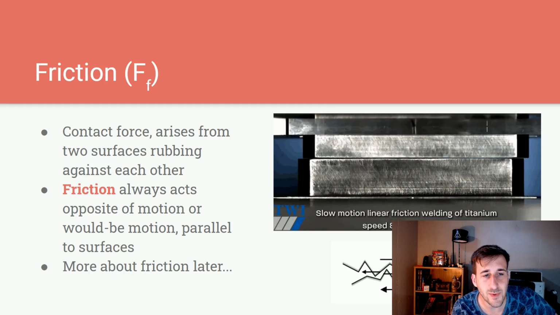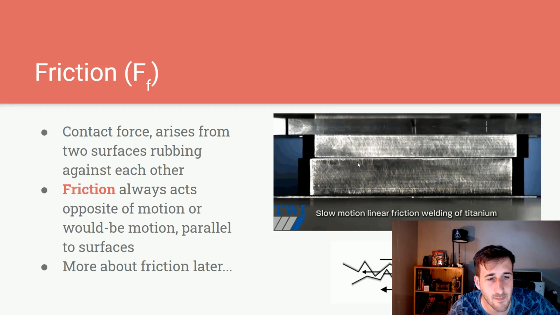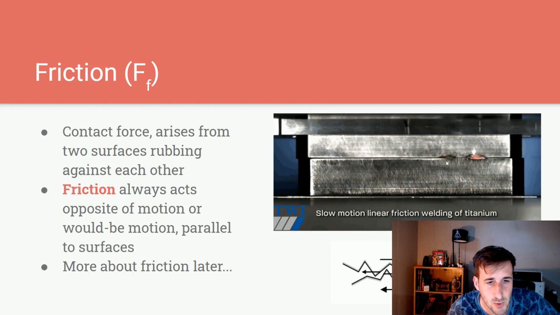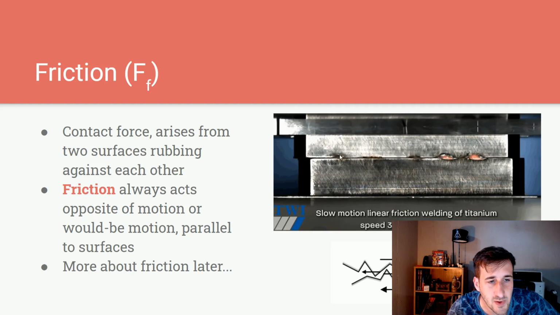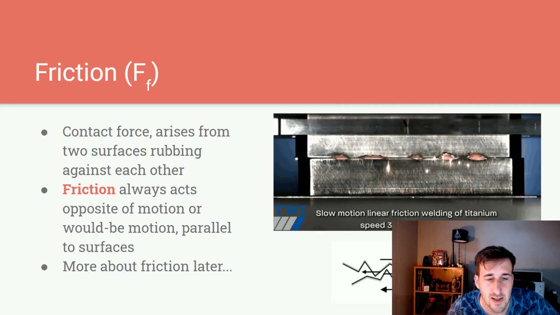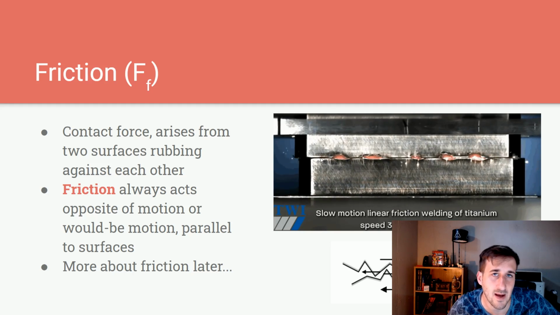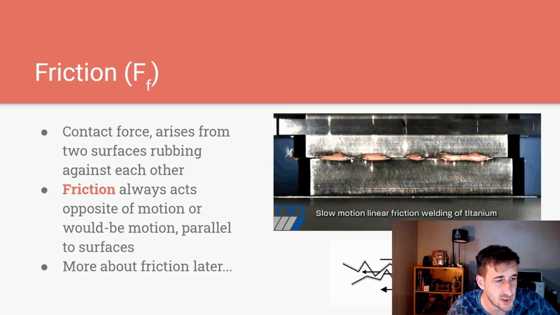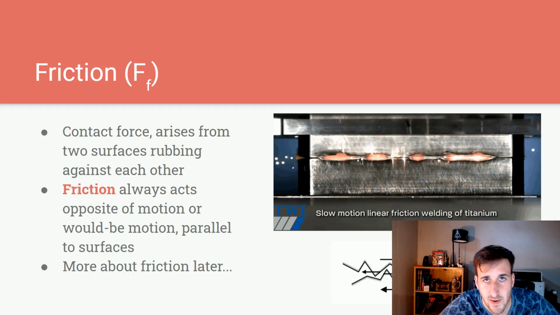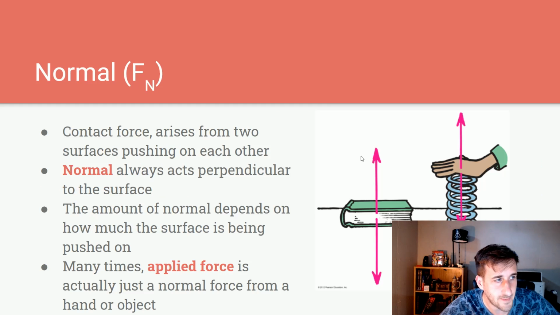And friction can only act parallel. So right now, if you look at that picture of the two metals rubbing against each other, friction can only act left and right. The friction in this case cannot act up and down. So they only act along the surface that's rubbing against each other. We're going to learn more about friction later and dive deep into it.